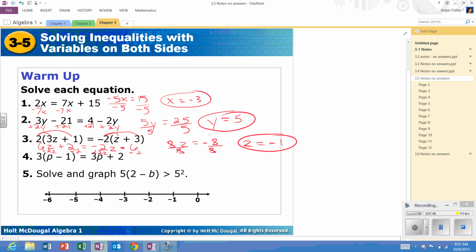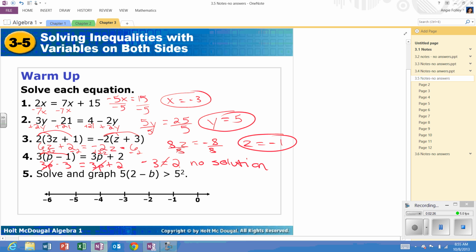Okay, same thing on this next one. I need to distribute the 3 first. So 3p minus 3 equals 3p plus 2. Now if you notice, whichever way I move these p's, if I subtract this 3p from the left side, they're just going to go away. So they're completely going to be gone, and I'm going to have negative 3 equals 2. Well, in a normal equation, that can't happen, so this is no solution.